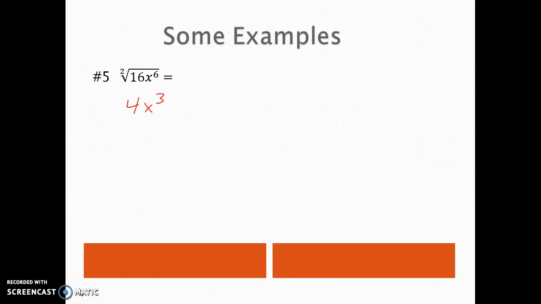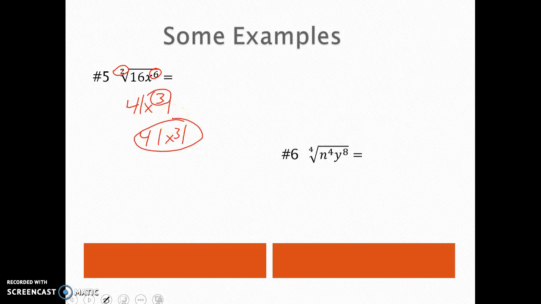You may remember that if I have an exponent here and an index on the outside, I divide those two. 6 over 2 is 3. But I'm not finished yet because this is an even index and an even exponent, and those two simplify to something that is odd, so I need the absolute values around this. So the final answer is going to be 4 times the absolute value of x to the 3rd.